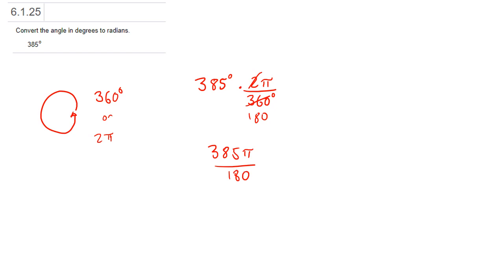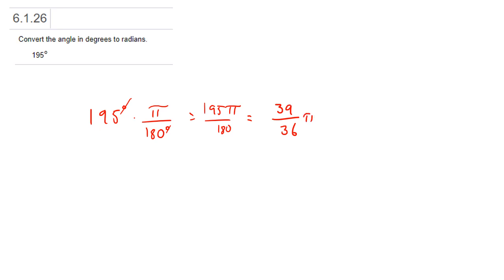If you want to simplify this down further, you absolutely can. So let's see, I can definitely cancel a common factor of 5. So 385 is 5 times 77, and 180 is 5 times 36. So if I cancel that out, we have 77 pi over 36.